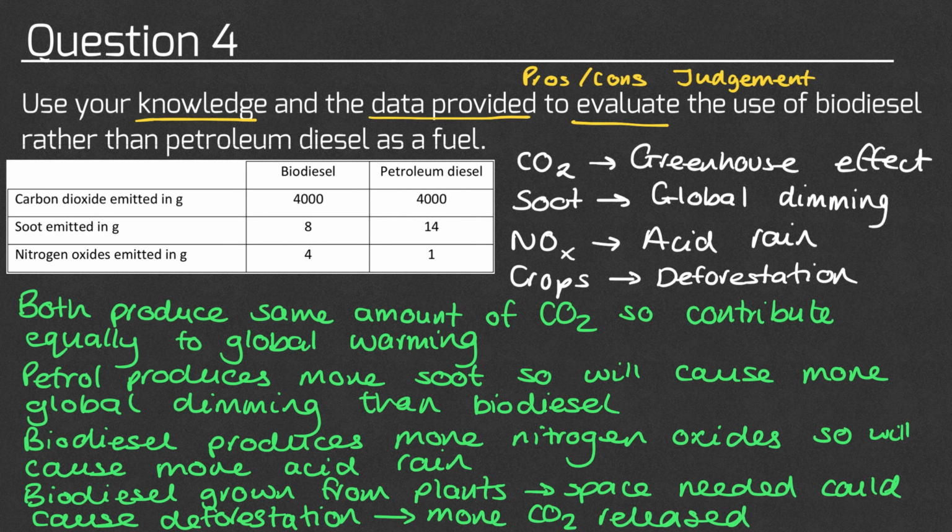Finally, biodiesel can be grown from plants. It means more space could be needed, which could cause deforestation. This will cause more carbon dioxide to be released. Now we've compared each of these, we need to come to a judgment.